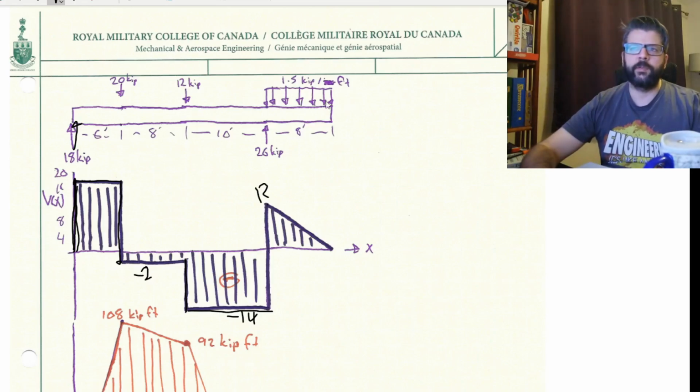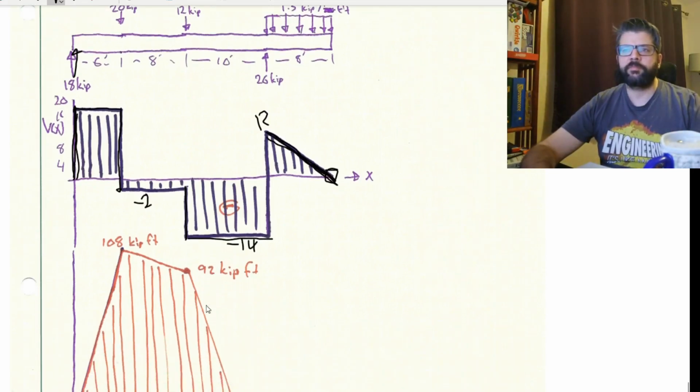And then we have the distributed load that is pushing us downward. So it drops us off at 1.5 kips per foot. So again, 12 kips minus 1.5 kips times 8 feet brings us all the way back down to 0, which is exactly where we expect it to be. So there's our shear diagram.